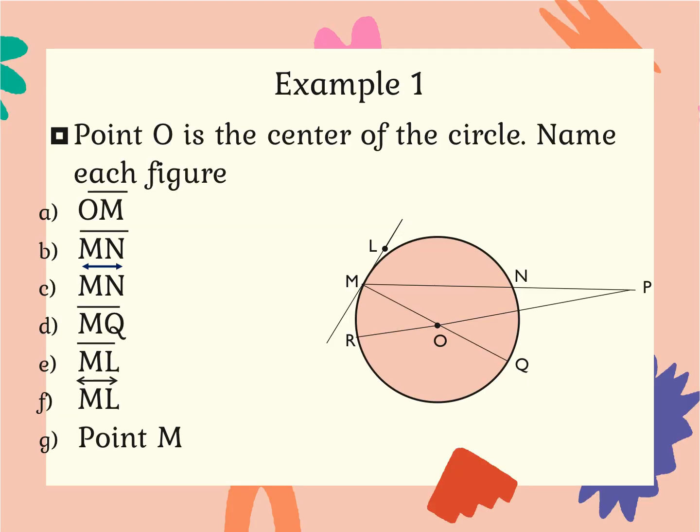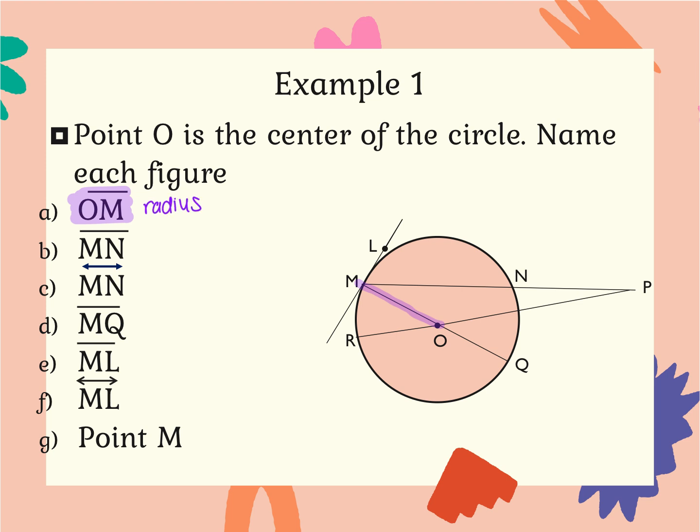All right, looking at the next slide, point O is the center of the circle. Name each figure. I'm going to try and color code these as best as I can. The first thing we're going to look at is this is segment OM, not line OM, meaning it does not continue. OM is right here on my circle. What is that considered? That is considered my radius.